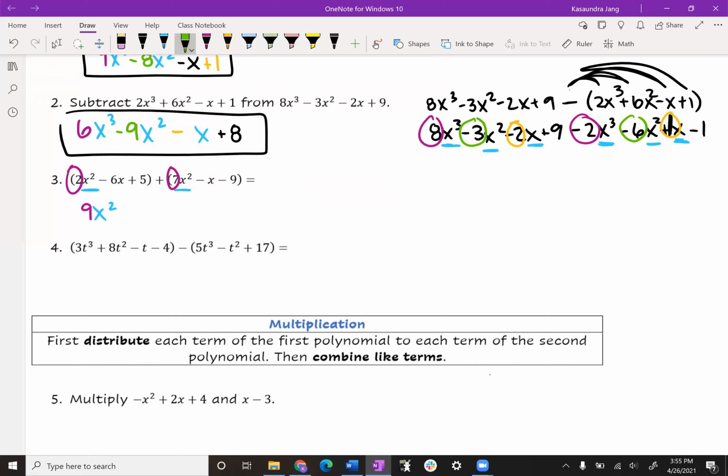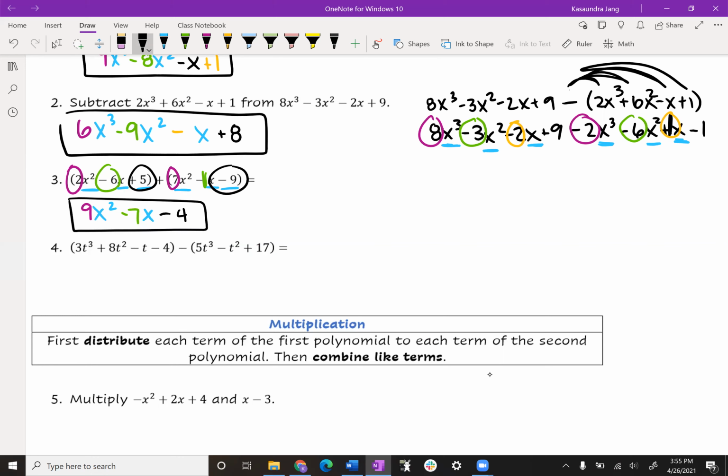My plain x, I got a -6x. And this is like a -1x. So -6 minus 1 is a -7. In front of my, these are both plain x's, and then my constants. So I've got a +5 minus 9, so a -4. And that's as good as it's going to get right there.